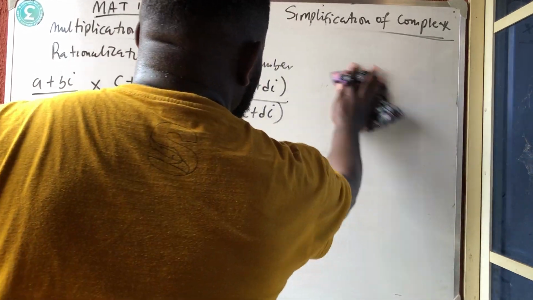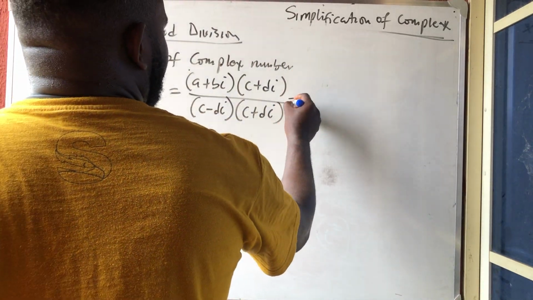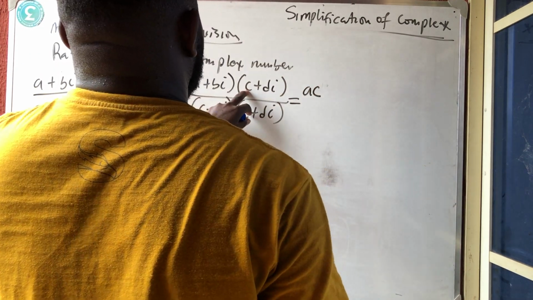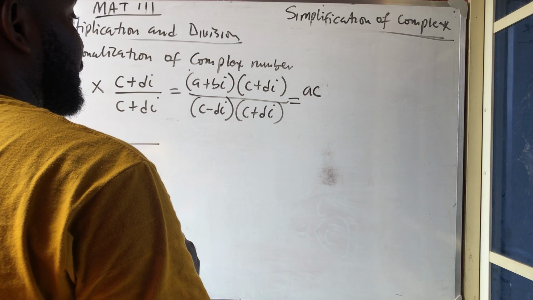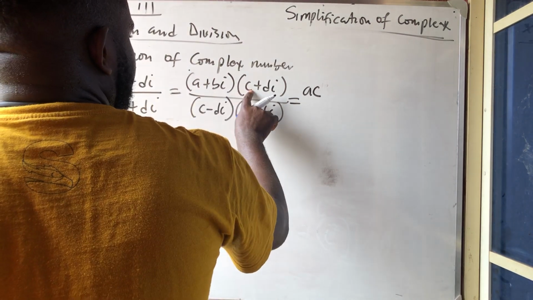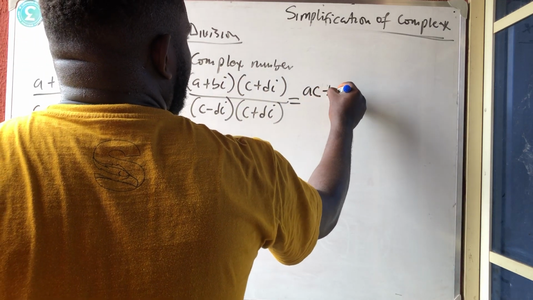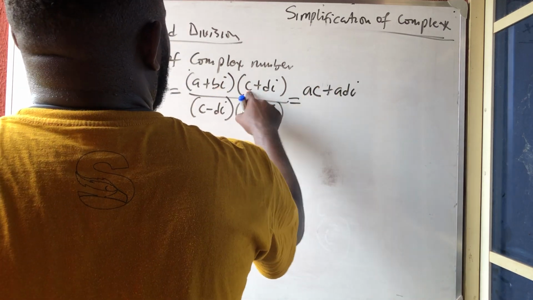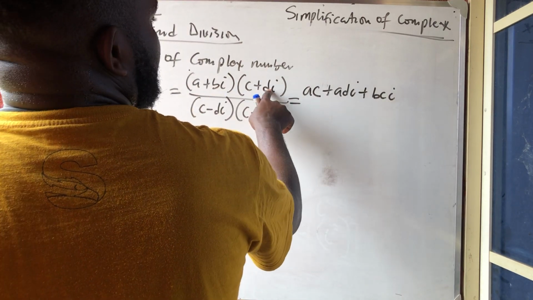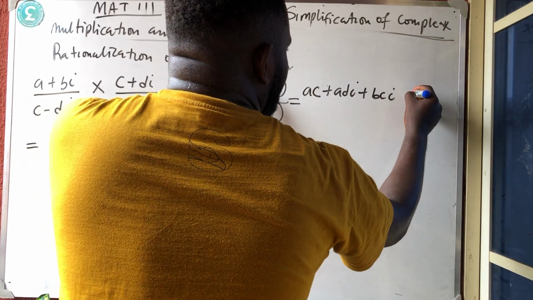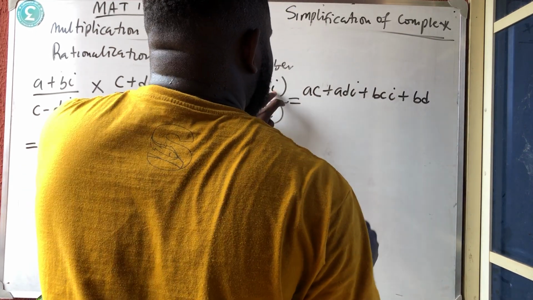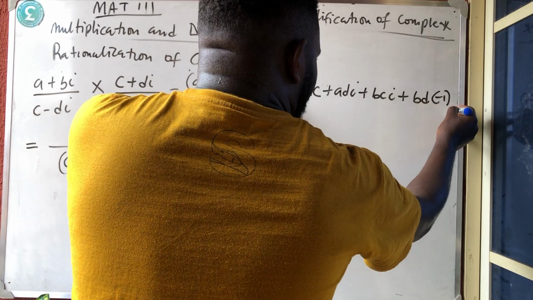So doing it like this, I'm going to have a times c, ac. Okay, let me leave it like this and then use numbers to explain. But no problem. a times c, ac. a times this will give you what? adi. b times this will give you what? bci. b times d will give you bd. Then i times i will give you what? Minus 1. You see the way I wrote mine.